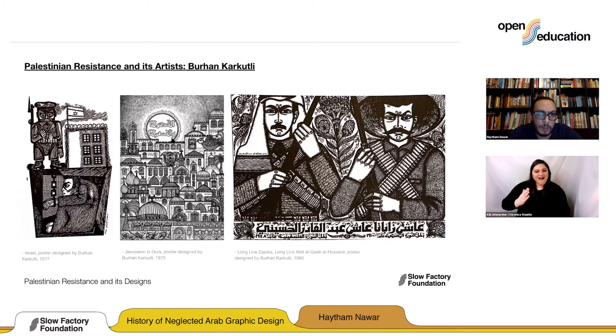And the third one to the right is actually in solidarity with the Mexican Revolution at that time. And you can see Zapata, together with Abdel Qadir al-Husseini, the hero from the Mexican Revolution and the hero from the Palestinian Revolution.